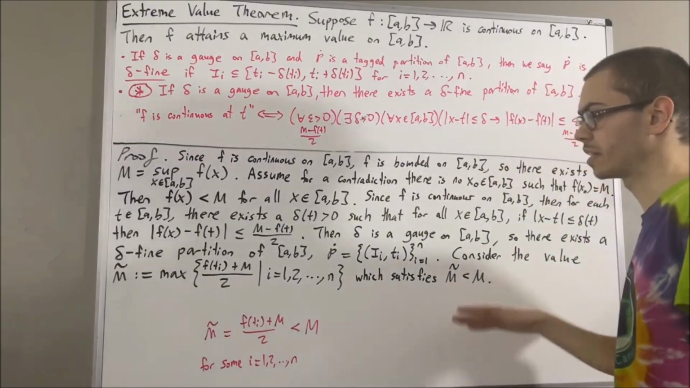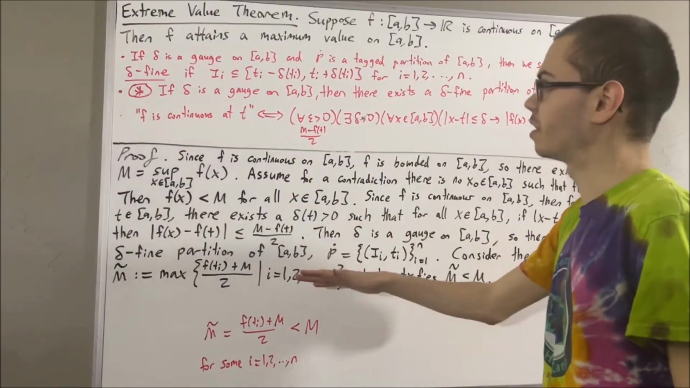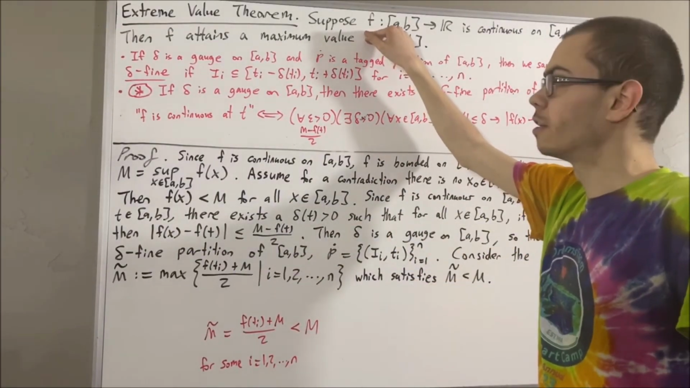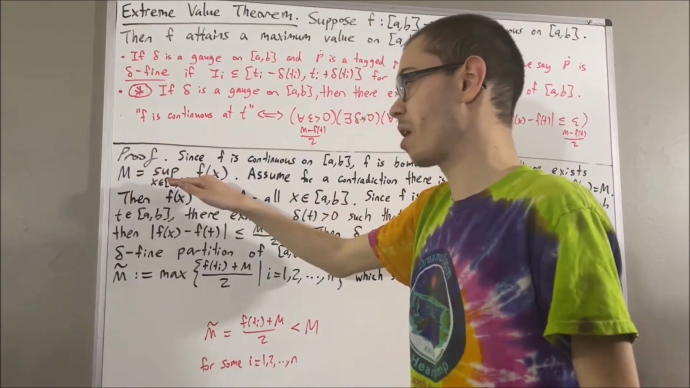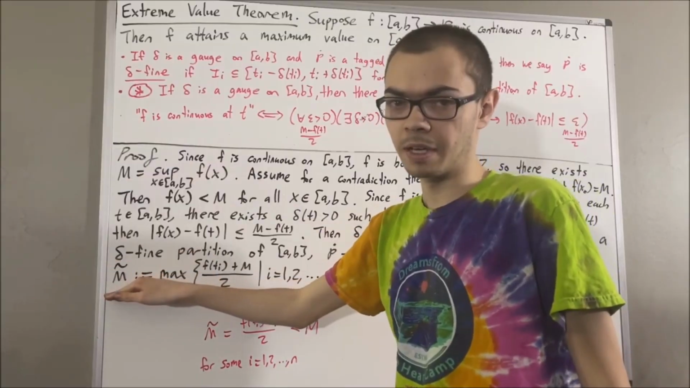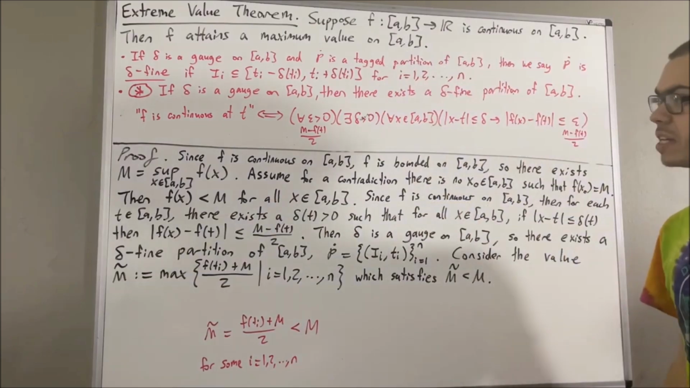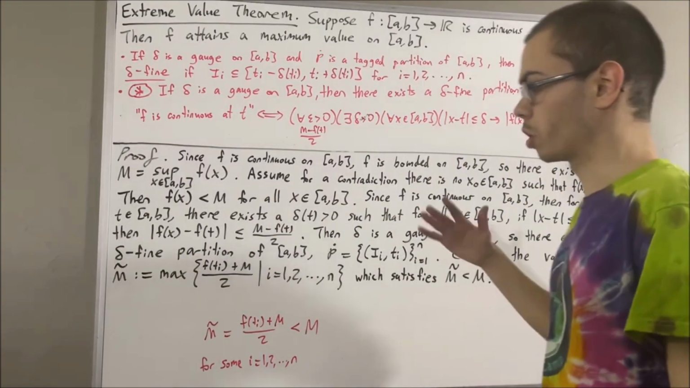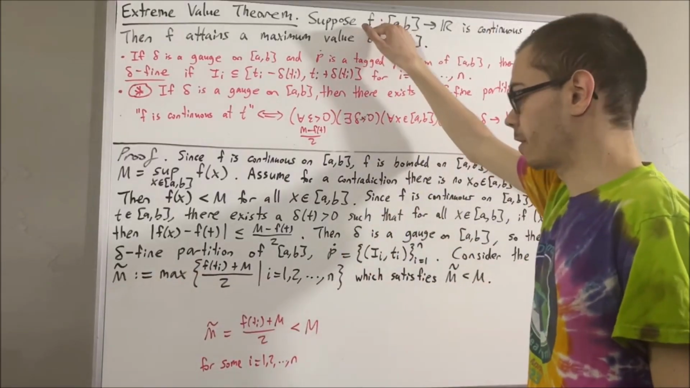But the claim is that we can show m tilde is an upper bound of the output values of f. If we can show that, well then, since m is the least upper bound of the output values of f, that implies m is less than or equal to m tilde. But that contradicts the fact that m tilde is less than m. So that's how we're going to reach a contradiction. We're going to show m tilde is an upper bound of the output values of f.